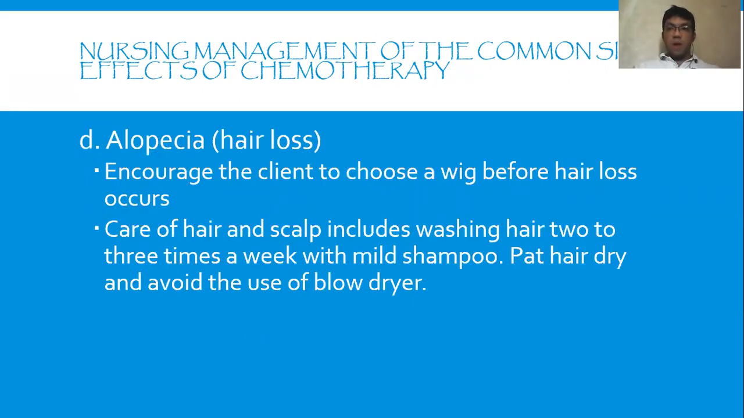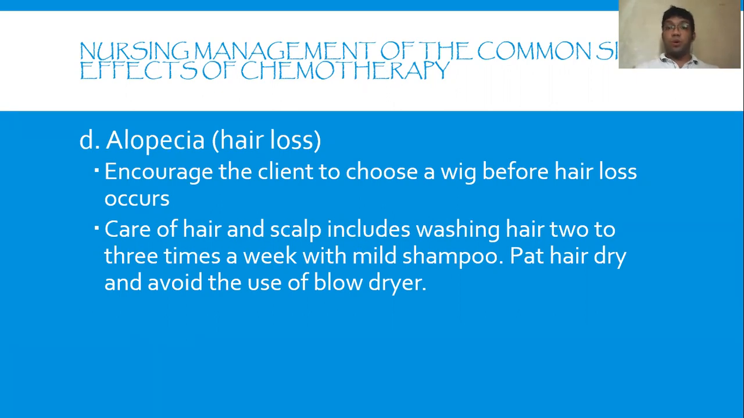Next, one of the common occurrences in antineoplastics would be alopecia, hair loss. Since the hair is part of the skin, and the skin is a rapidly reproducing cell of the body, the tendency is for alopecia to occur. So if the patient is a female, we are going to encourage the client to choose a wig before hair loss occurs. It's really not an issue for males to be bald. Maybe some, but not all. But for females, that can become an issue.